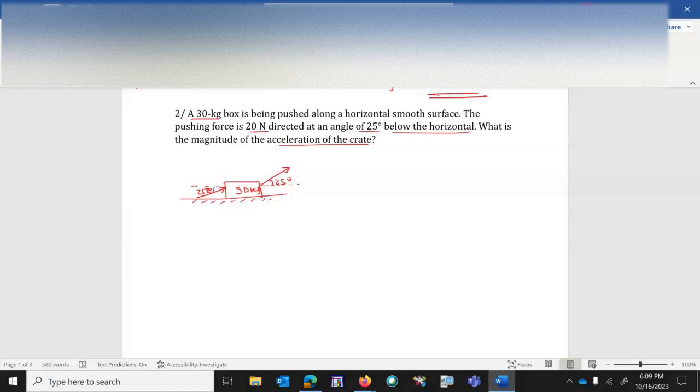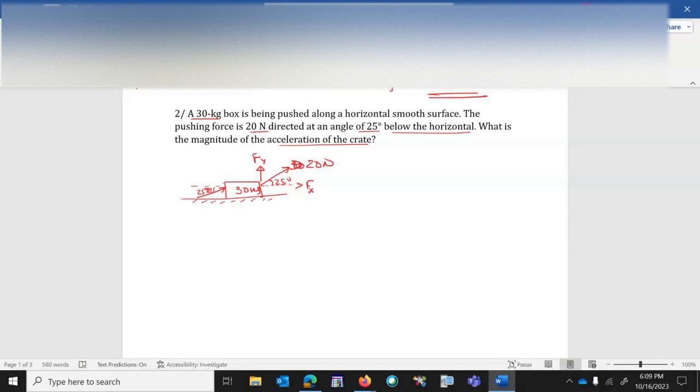Now, this push force 25 degrees below is the same as this pull force at this point. This is 20 newtons, 25 degrees, 30 kilograms. So this is the diagram. Now, this force of 20 newtons has two components: the vertical component F of Y, and the horizontal component F of X.